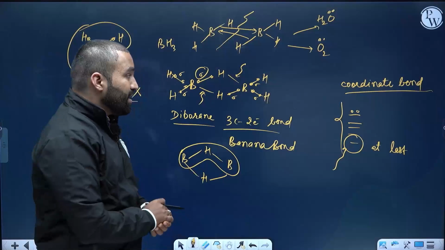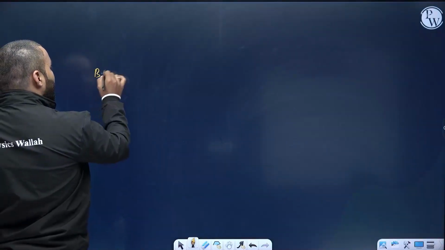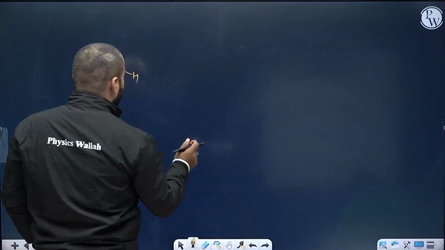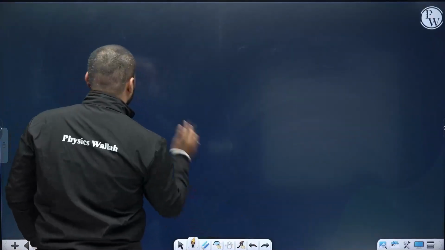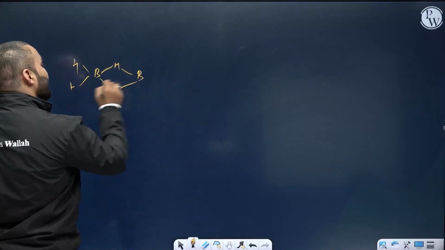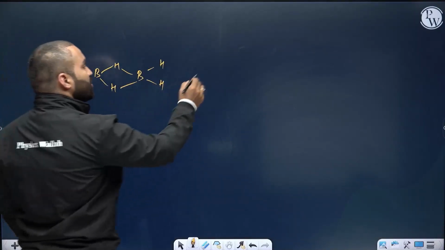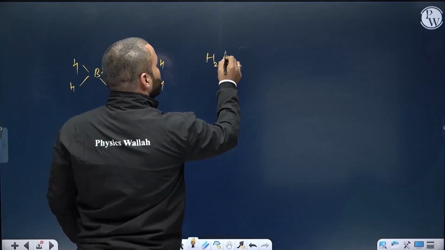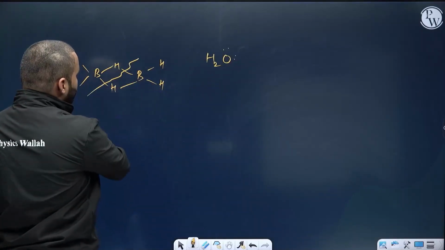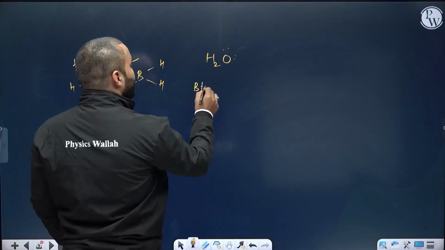Are you following me? If you have a B2H6 molecule made, and from outside there is water present, why are they actually going to form this coordinate bond which is made up of sigma electrons? If from outside the electrons from oxygen are available, this will immediately break it. There will be immediate rupturing of this dimer, and they will produce monomer once again, BH3.